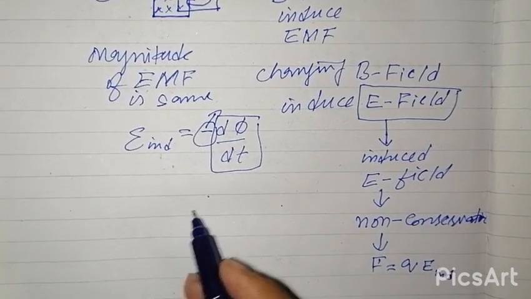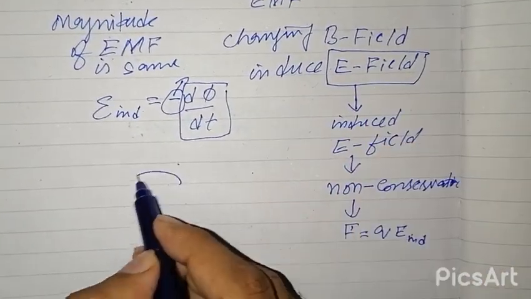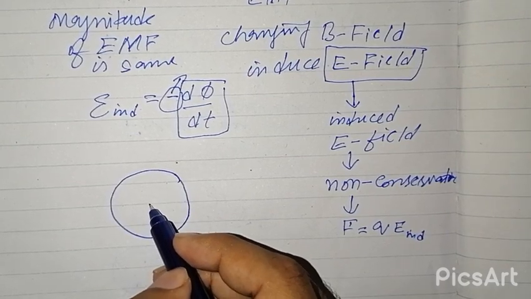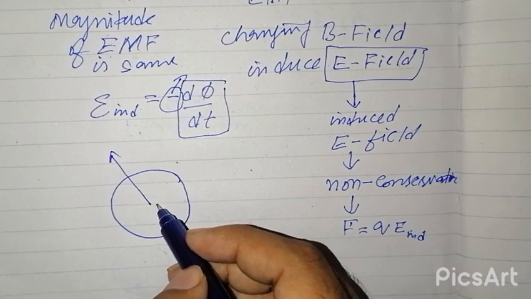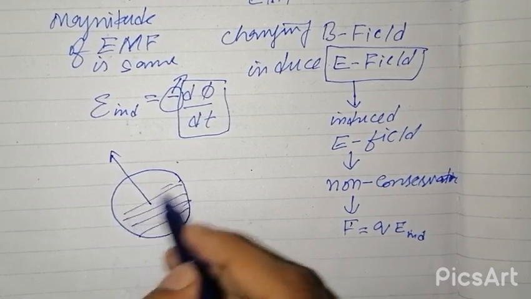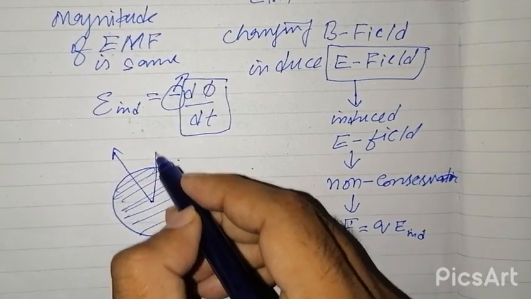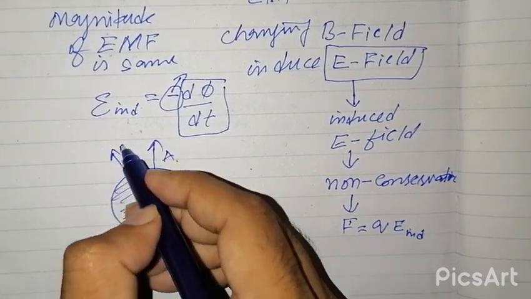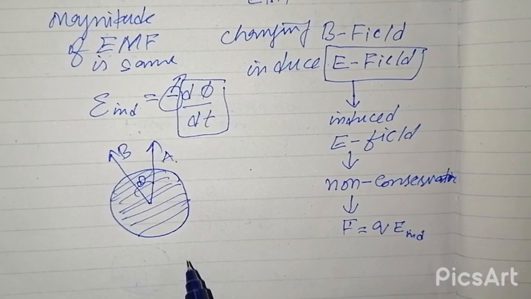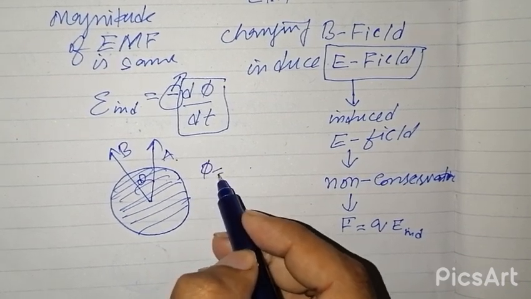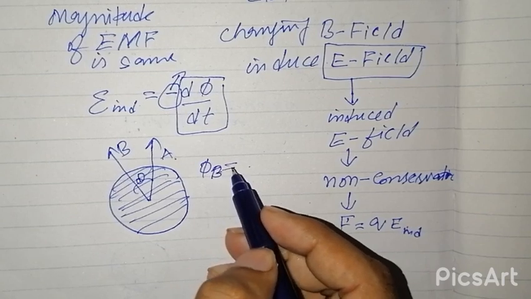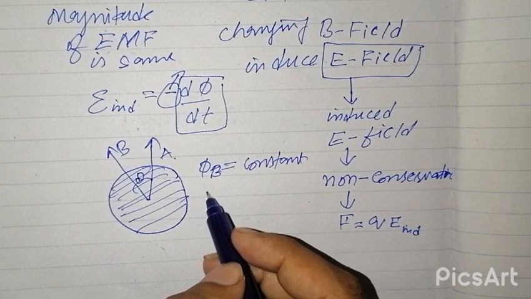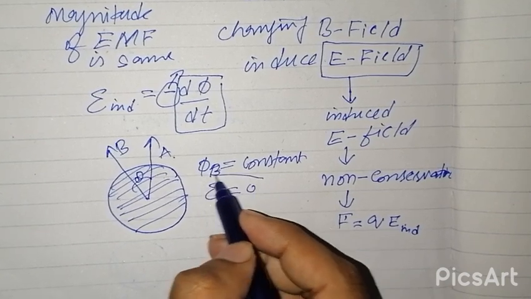So for example, we have a surface and there is a magnetic field in this direction. So this is the surface, the direction of area is this, and there is an angle between them. This is B. For example, if phi B is not changing, the magnetic flux is constant, then the EMF induced will be equal to 0.